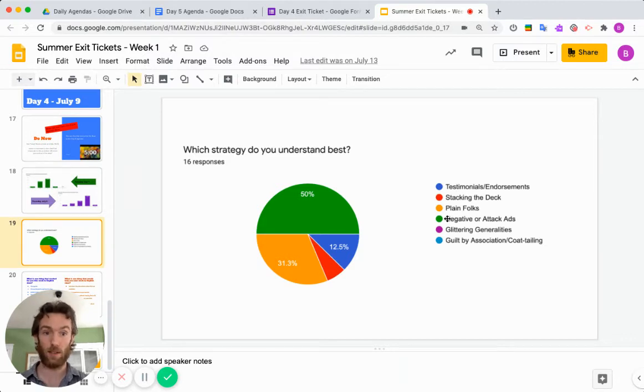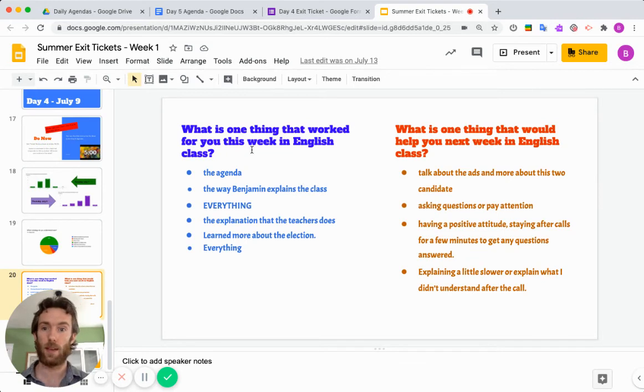That's great for me as the teacher to see, okay, we don't need to spend a lot of time studying negative or attack ads, but look, no one said glittering generalities. No one said guilt by association or coattailing. These 2 terms we need to study more. I would also try to include some open response type things so students could look and see what worked for them, what didn't.